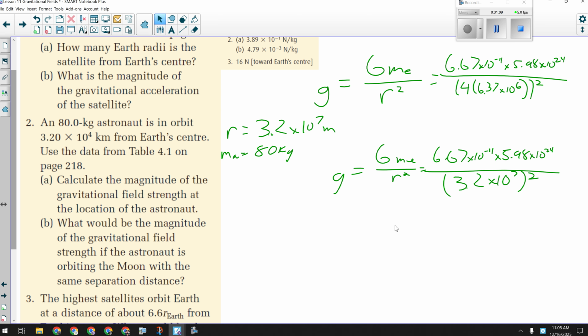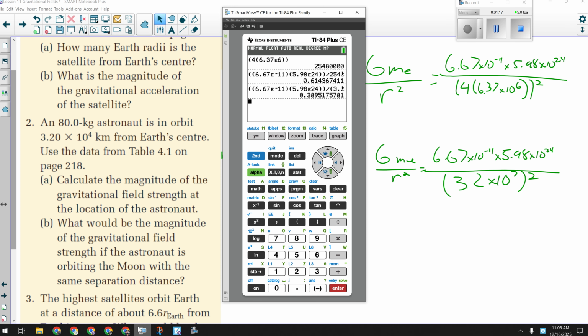And then what would the magnitude of the gravitational field strength be if the astronaut was orbiting the moon with the same separation distance? What's the only thing I need to change in here? Radius? Nope, because it actually said at the same distance, so I get to keep the radius. The moon's mass. So I go back to where I had 5.98 times 10 to the 24, and I put in 7.36 times 10 to the 22. Much smaller obviously, because the moon has less mass and would have less gravitational field strength. Everyone good with that?